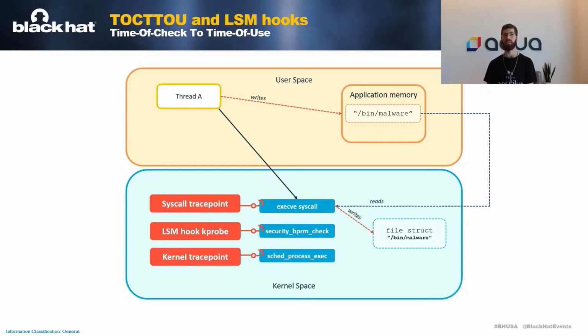The malware will then spawn a new thread and overwrite the original value with something legitimate like /bin/ls. Now our syscall trace point will read that value and store it for monitoring, indicating a wrong process creation. Execution then goes deeper and deeper into the kernel, into security_bprm_check and sched_process_exec, both of which read the value from the file struct in the kernel, as we mentioned before. As you can see, on both of these functions we have LSM hooks or trace points, which allow us to get the value from the file struct that will be executed.